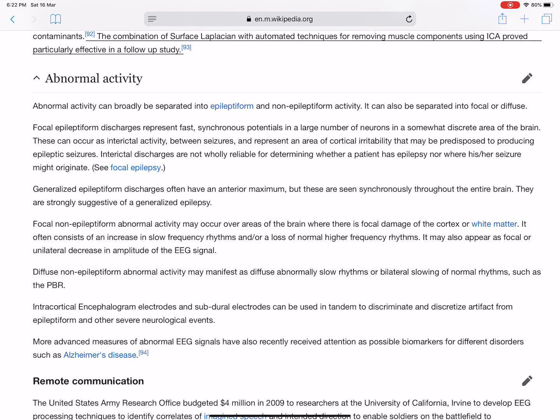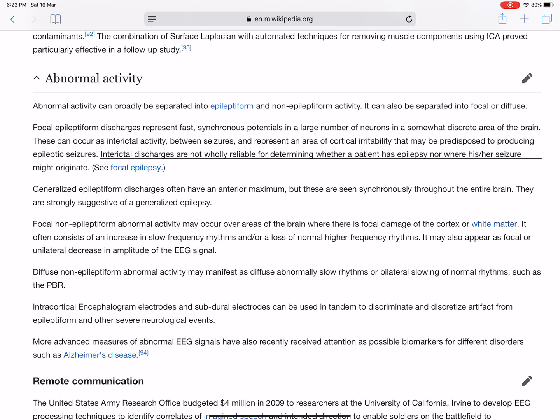Abnormal activity. Abnormal activity can broadly be separated into epileptiform and non-epileptiform activity. It can also be separated into focal or diffuse. Focal epileptiform discharges represent fast, synchronous potentials in a large number of neurons in a somewhat discrete area of the brain. These can occur as interictal activity, between seizures, and represent an area of cortical irritability that may be predisposed to producing epileptic seizures. Interictal discharges are not wholly reliable for determining whether a patient has epilepsy nor where his/her seizure might originate. See focal epilepsy.